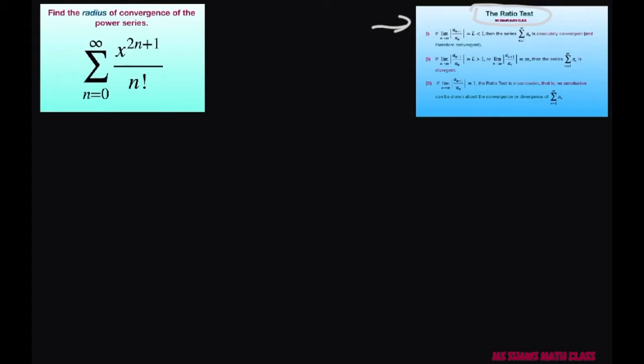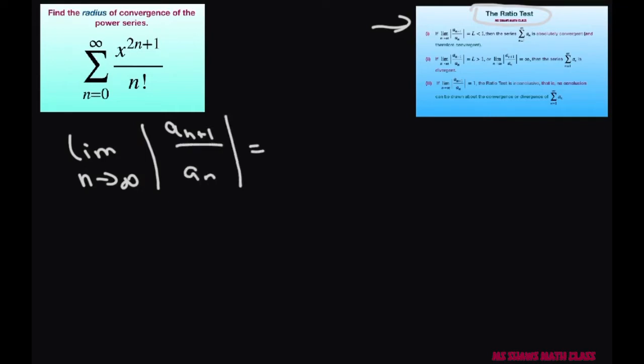But let me write it out. You have the limit as n approaches infinity of the absolute value of a sub n plus 1 divided by a sub n. Now, filling everything out, this is going to equal the limit as n approaches infinity, and we only need to put the absolute value sign on the x. So we're going to put absolute value of x.